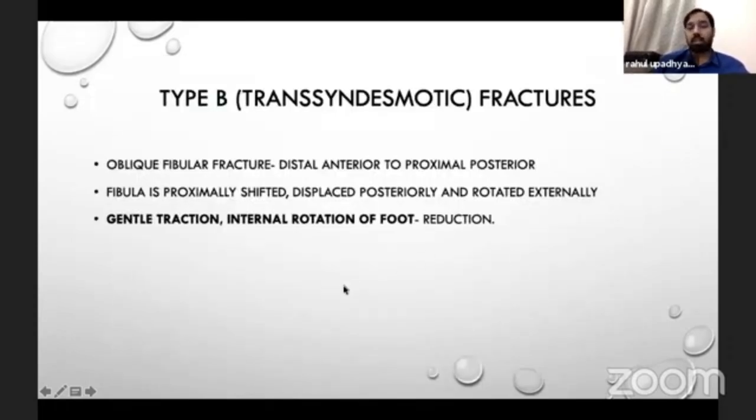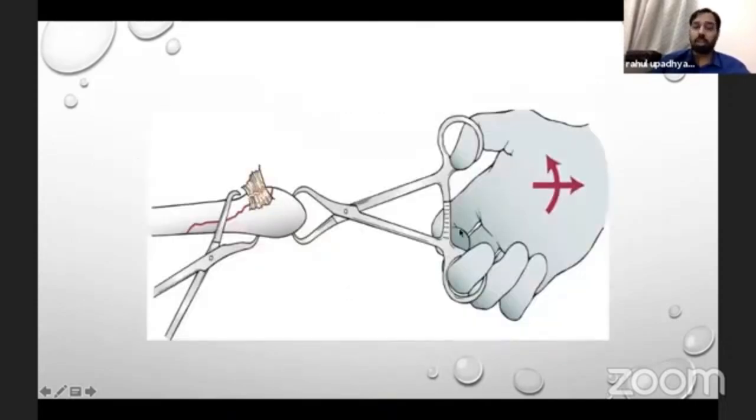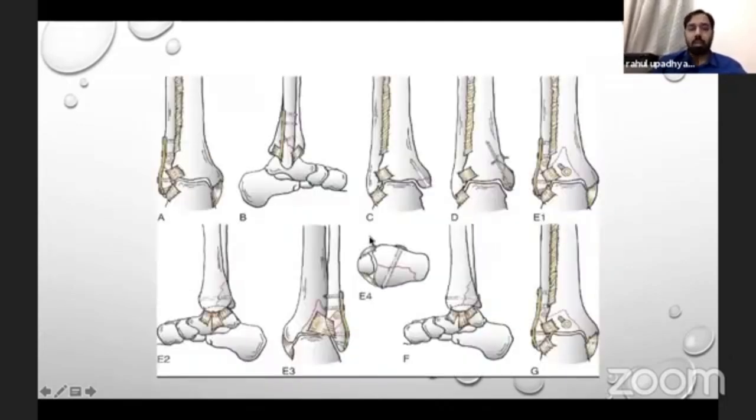Type B, or a transsyndesmotic type of fracture, is an oblique fibula fracture. This is the force for the reduction, where you have to have gentle traction and internal rotation and fix with a fibula plate, and if needed, a medial malleolus TBW or a plate.